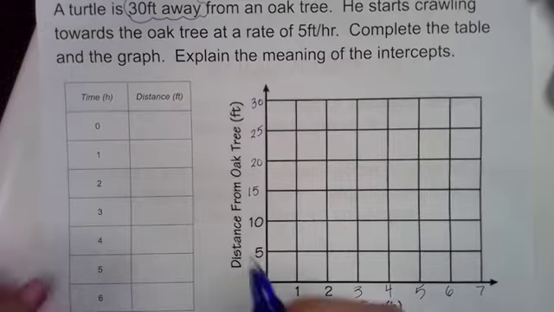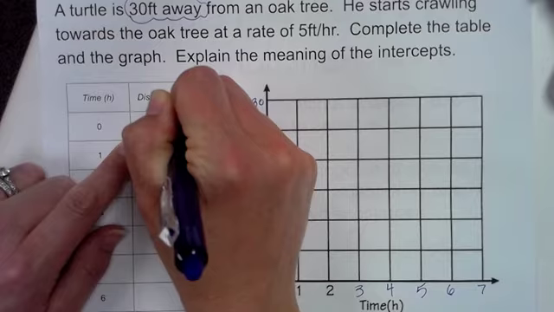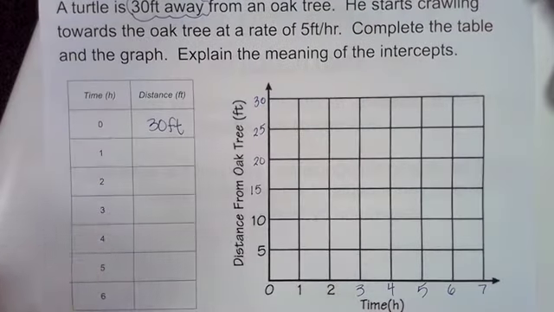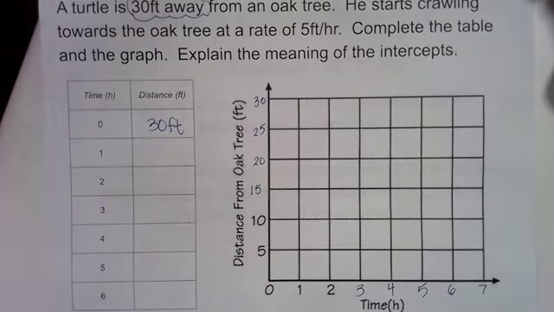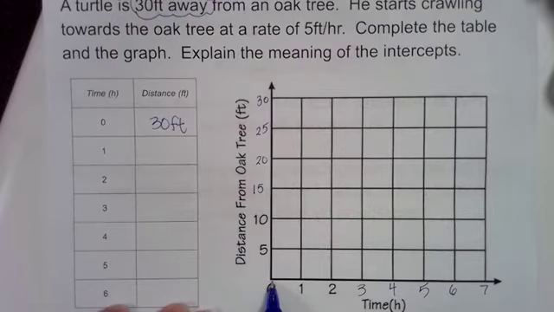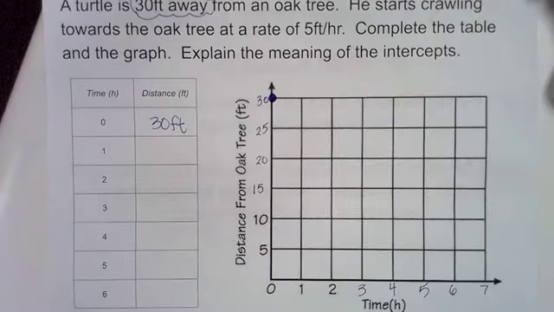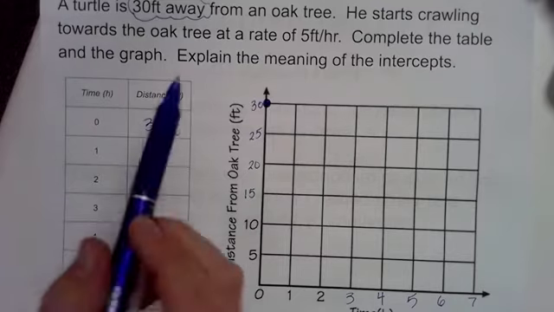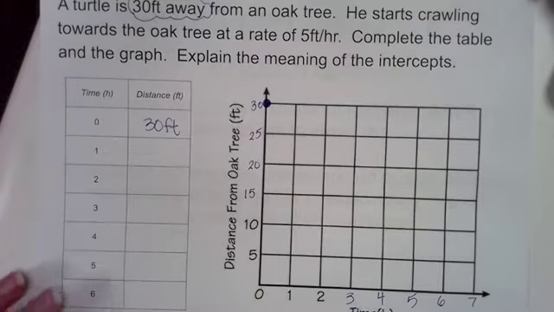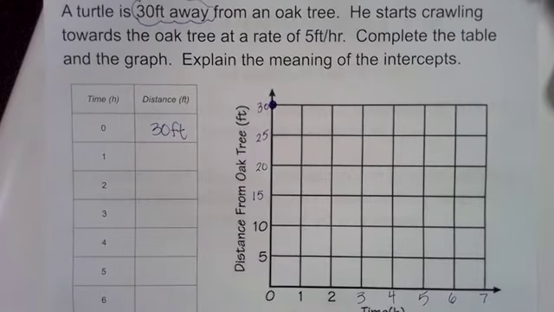So that is what we call his initial position, his distance. Right before we started timing him, we noticed he was 30 feet away from the oak tree. So when time was 0, when we hadn't even started, he was up here 30 feet away from the oak tree. Then he started crawling towards the oak tree, so he's getting closer to the oak tree at a rate of 5 feet per hour.